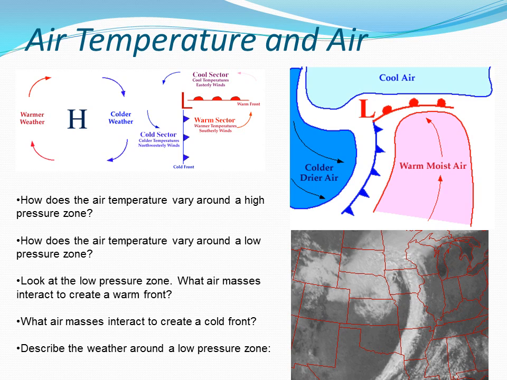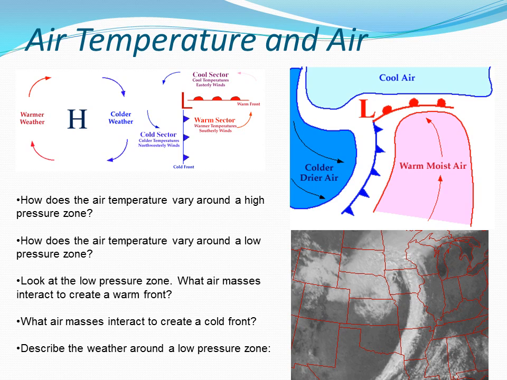So if we look at the low pressure zone, what air masses interact to create a warm front? Well, the warm front is represented by the red line with the little red nubbies, and you have to have warm, moist air moving into cool air. That's what a warm front is.